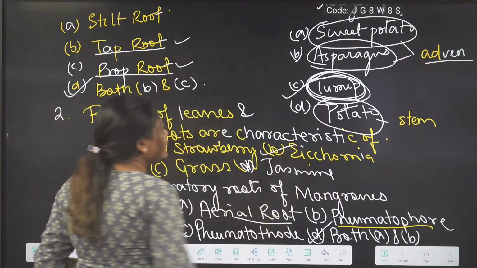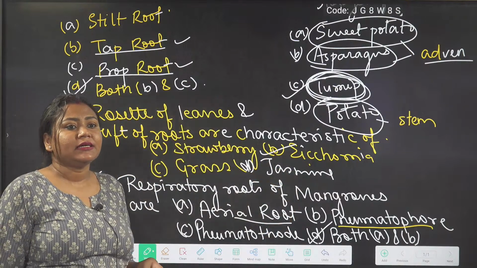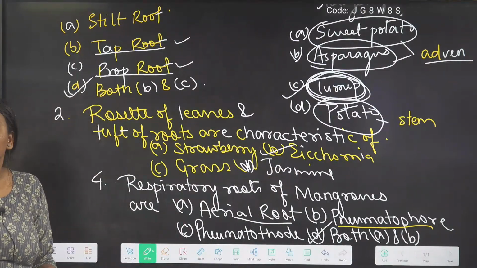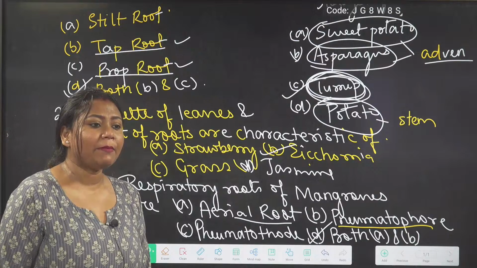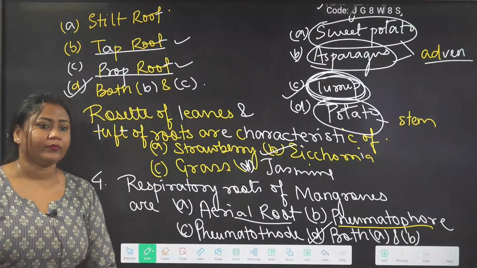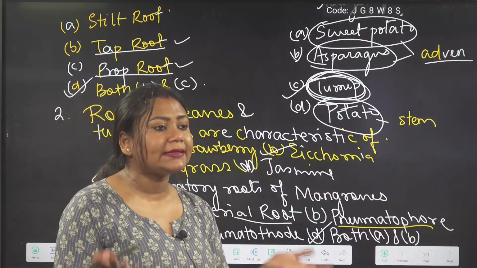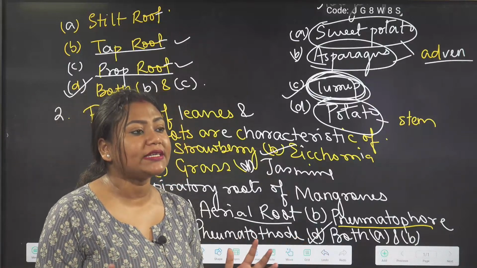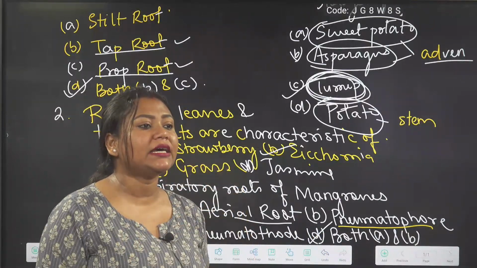Rosette of leaves and tuft of roots is Eichhornia. It is an offset. Remember this. The roots that are coming up are aerial roots. What is the meaning of aerial? Above the ground. Roots are always under the ground.